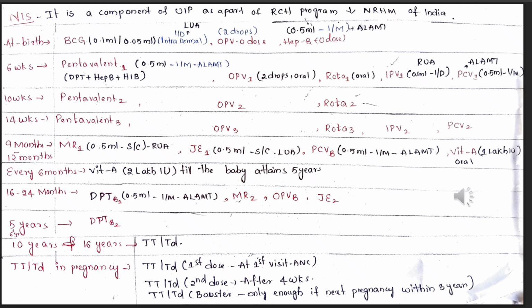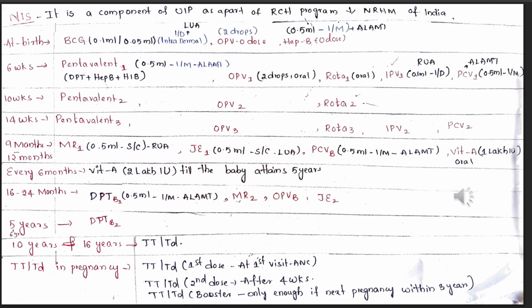And the third vaccine we are giving at 9 to 12 months is the pneumococcal conjugate vaccine booster dose. So PCV1 is given at 6 weeks, PCV2 is given at 14 weeks, and now we are giving the booster dose of PCV at 9 to 12 months, and the dose is the same, 0.5 ml intramuscular, anterolateral aspect of the mid thigh.